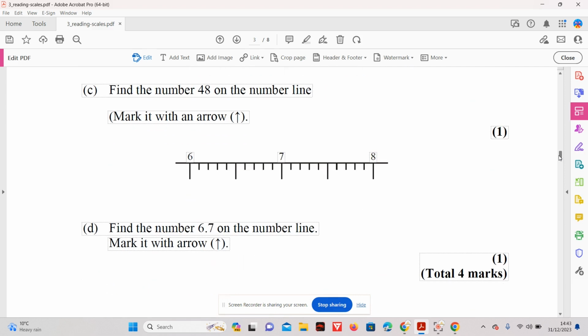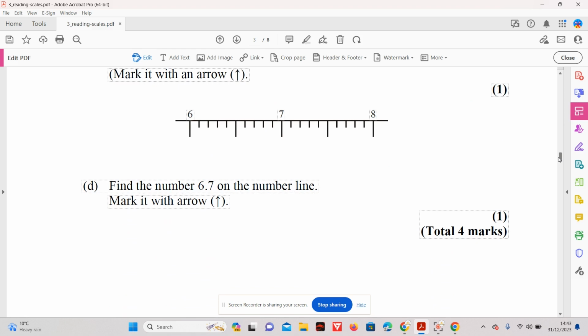Then D, find the number 6.7 on the number line. Again, it's gaps of 10. So we're going up in 0.1s this time. So since it's 6.7, it's between 6 and 7. So I'm going to start with 6. It'll be 6.1, 6.2, 6.3, 6.4, 6.5, 6.6, 6.7. So 6.7 is there. So in the exam, you'd have to mark it with an arrow, obviously, otherwise you won't get the marks.